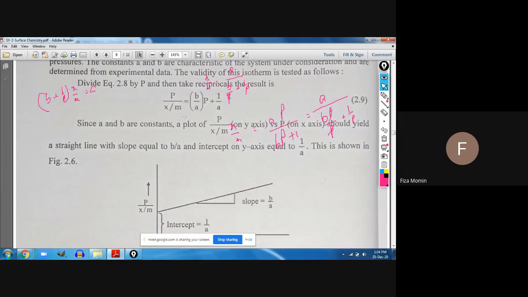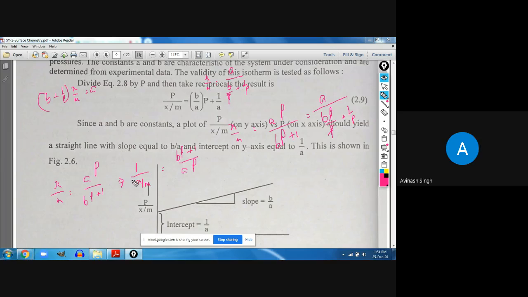ओके, लेट्स स्टार्ट फ्रॉम हियर ओनली. हमारे पास क्या था? x बाई एम इज इक्वल टू A P डिवाइडेड बाई BP प्लस 1. लेट्स टेक द रेसिप्रोकल ऑफ एवरीथिंग. तो क्या हो जाएगा? 1 अपॉन x बाई एम इज इक्वल टू BP प्लस 1 डिवाइडेड बाई AP. Right?